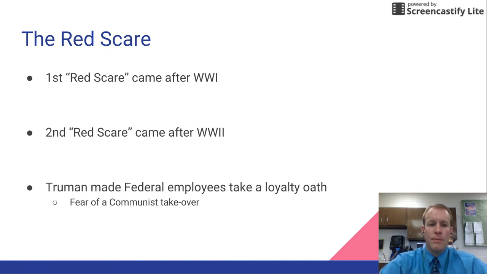Harry Truman made federal employees take a loyalty oath. In other words, if you worked for the government, you had to take an oath that you were loyal to the United States. Again, this is part of the fear of a communist takeover. People were severely background checked. They were investigated to make sure that they were not communist, and everyone was afraid these communists were going to get into our government. And this ends the second section of our lecture.